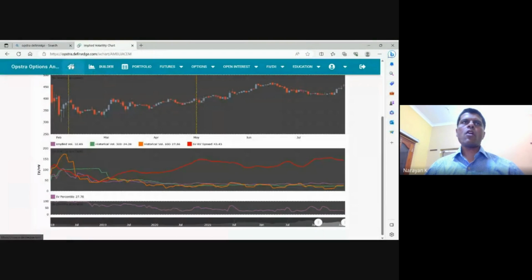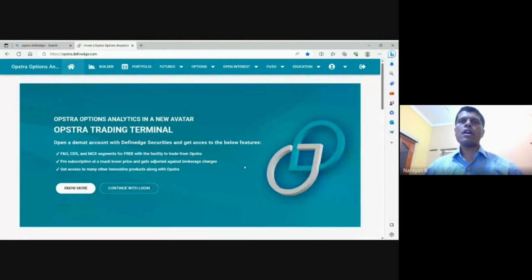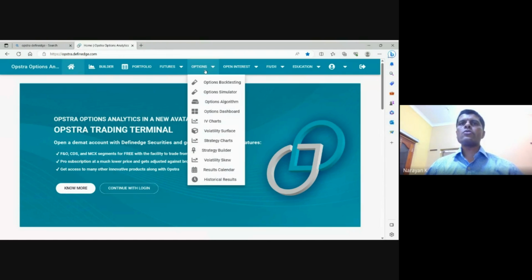So this is how an Opstra tool will look like. This is your home page. You can create an account. I have a paid account. Even in the free account, you have so many options in Opstra. Just go to options. I'll be telling you how to read the implied volatility charts.